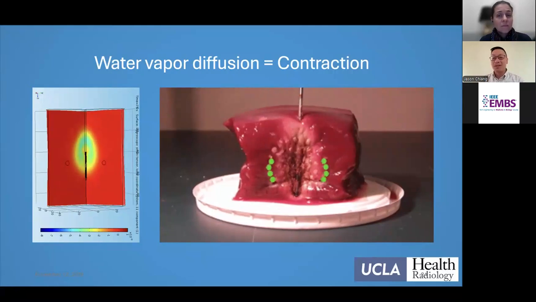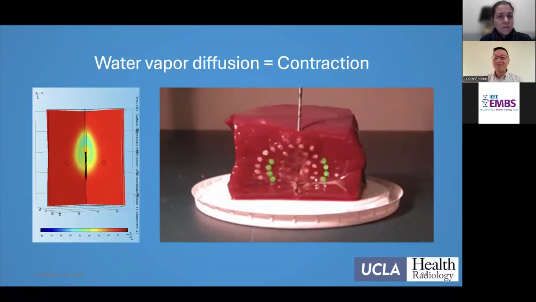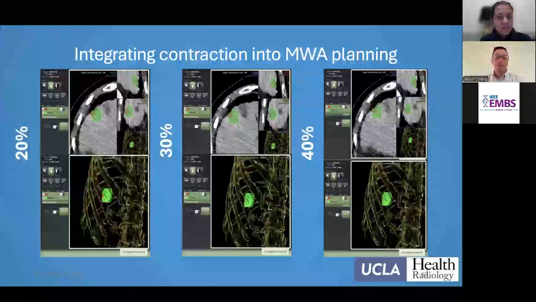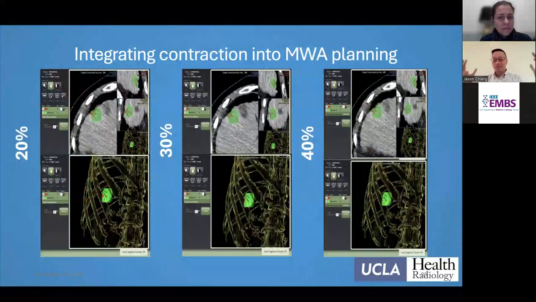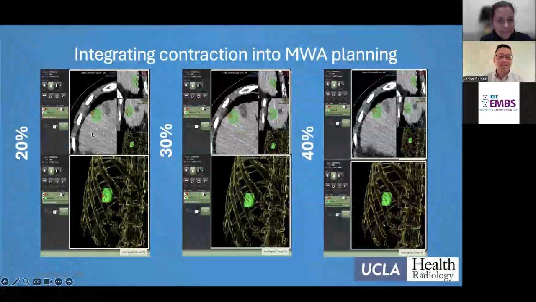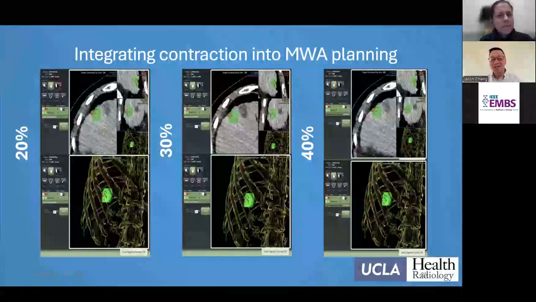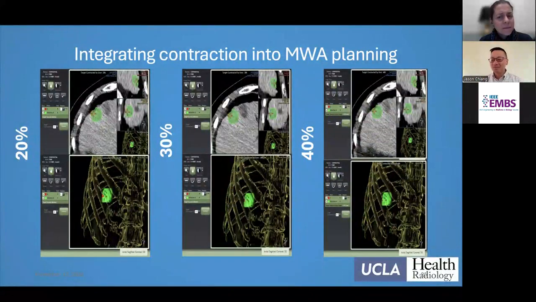Before 3 years ago, they didn't even have this option to predict this in the commercial software. Nowadays, after millions of dollars of R&D, this is a navigation software that tells you where your ablation zone will be next to the tumor. But for contraction, they actually make the clinician decide how much contraction there is. So they just say, hey, do you think this is 20%, 30%, or 40% contraction? That's the best we have right now.